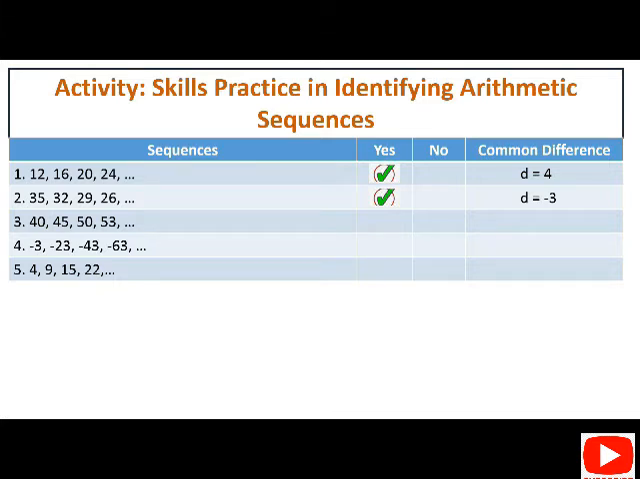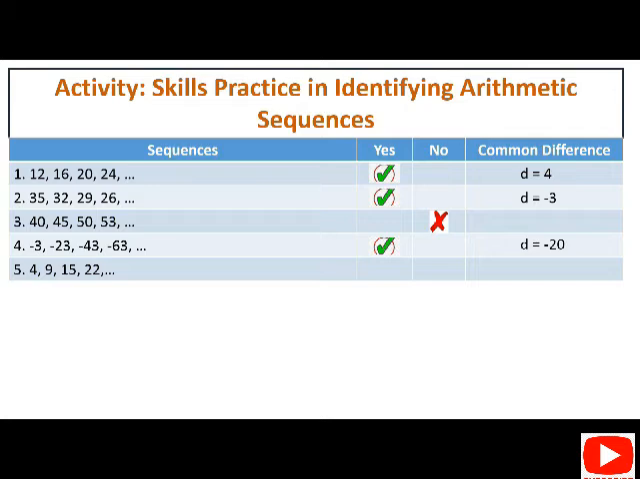Okay, number 3. 40, 45, 50, 53. Is this an arithmetic sequence? No, because in the last 2 terms, when you subtract, it will give you a difference of 3, while the rest has a difference of 5. They are not common, therefore this is not an arithmetic sequence. Okay, how about number 4? Negative 3, negative 23, negative 43, negative 63. Is the sequence arithmetic? Yes. What is the common difference? That is negative 20, since the sequence is decreasing.